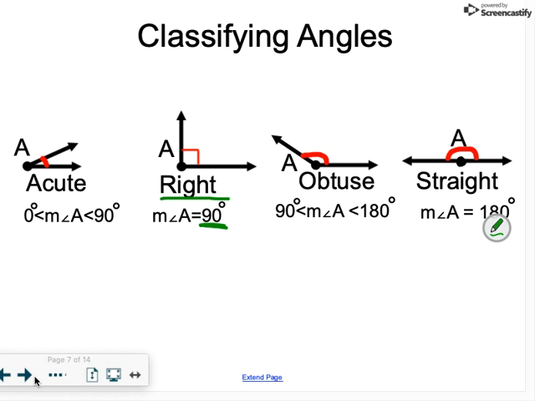They're a right angle. Then for our angles that are a little bigger than 90 but less than 180, we call those ones obtuse. And then our last ones, which we see often as lines, we call a straight angle. That's when the measure of that angle equals 180 degrees. So those are our 4 different kinds: acute, right, obtuse, and straight.